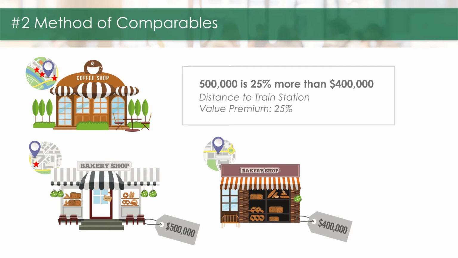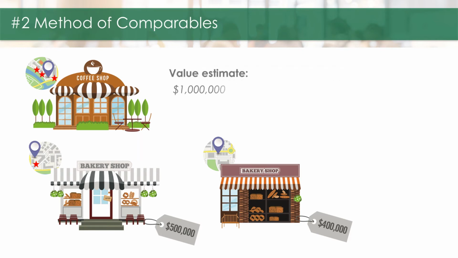Coming back to our coffee shop. Our value estimate now stands at $1 million, but since it's closer to the train station, we would now apply the 25% premium, so we bump up the value estimate to $1,250,000. That's it. Of course, the closer the comparables and estimates for value drivers, the more confident you can be in your negotiation. At the very least, we've established a firm starting point.